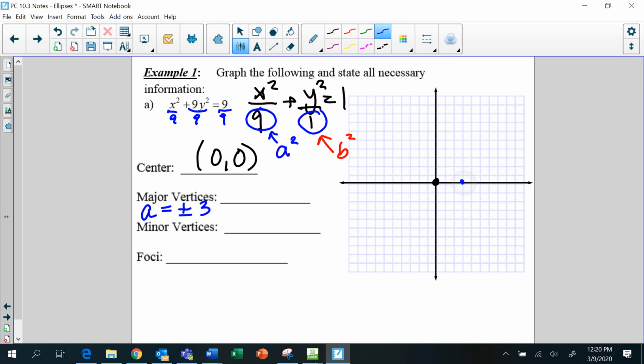We can also do that by looking at the ordered pair and just adding and subtracting 3 to the x part of the ordered pair. It's really your choice which way you want to do it. Sometimes I do it this way and check it that way. You will list the vertices, -3, 0, 3, 0. You will list the vertices as ordered pairs. So those are the major vertices.